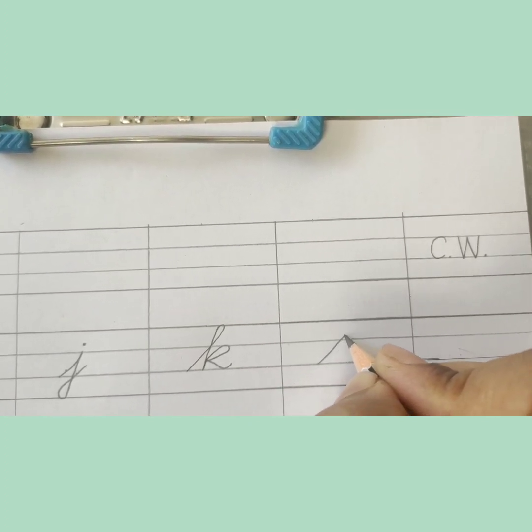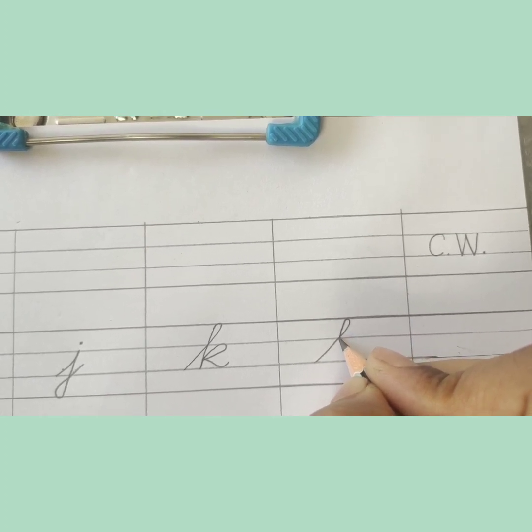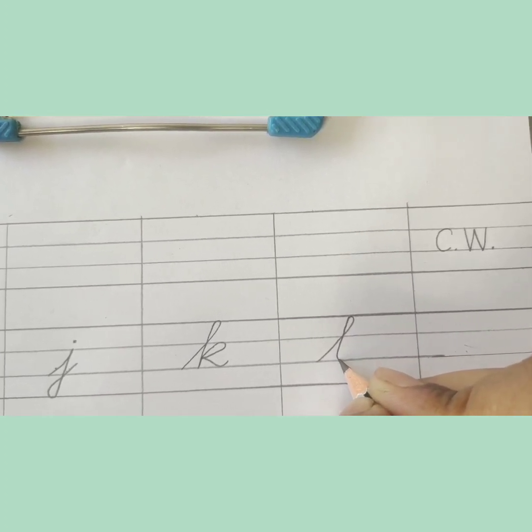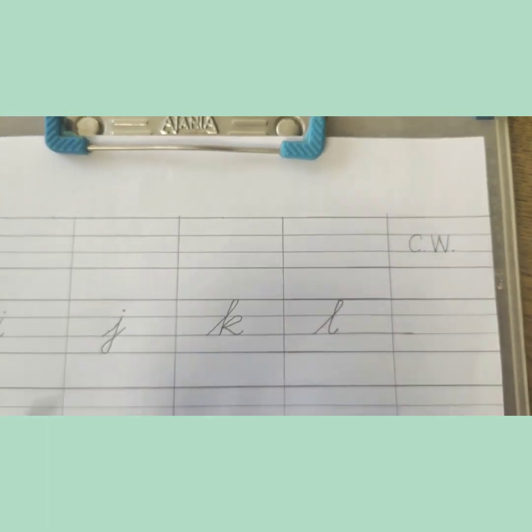The last letter is L. Make one slant line and this line will come down from the back side near the previous line like this.